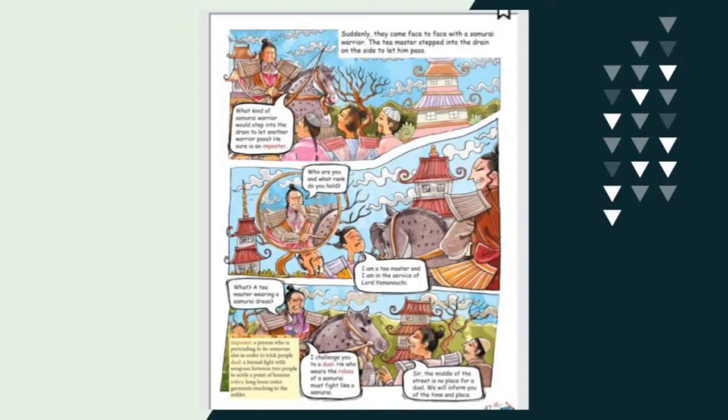So what happened? The samurai warrior says that a tea master is wearing a samurai dress. Okay, I challenge you to a duel. Duel means it's a formal fight between two people. So I challenge you, a person who wears the robes. Robes means a long loose outer dress. It looks like a long frock. Okay, a person who wears the robes of a samurai must fight like a samurai.